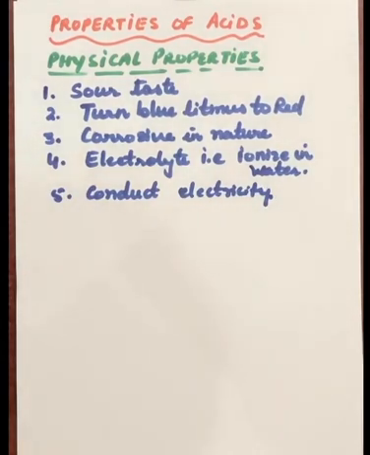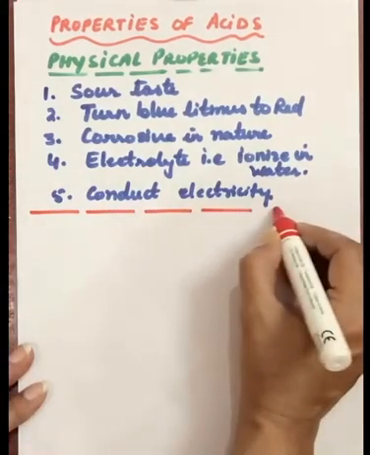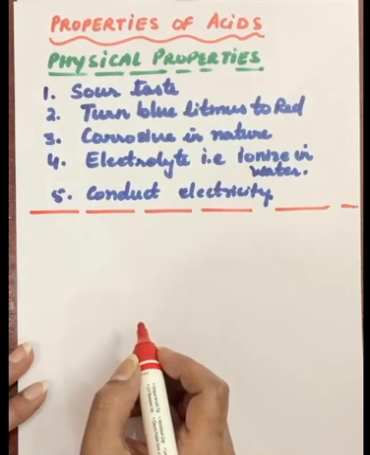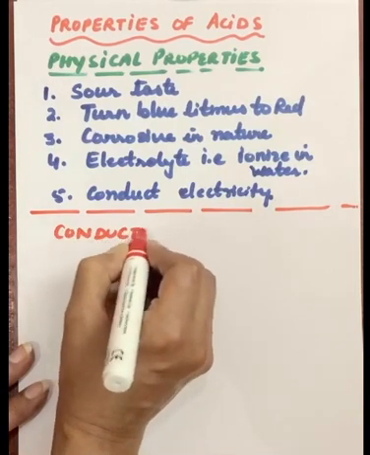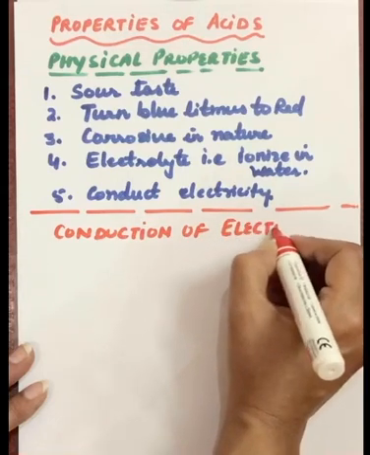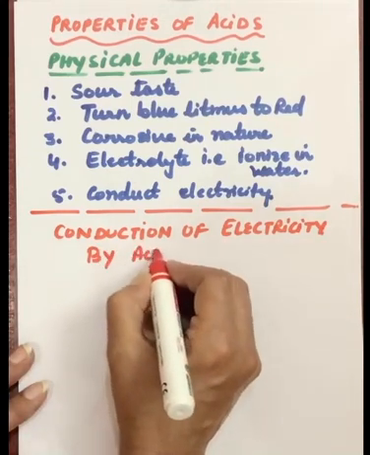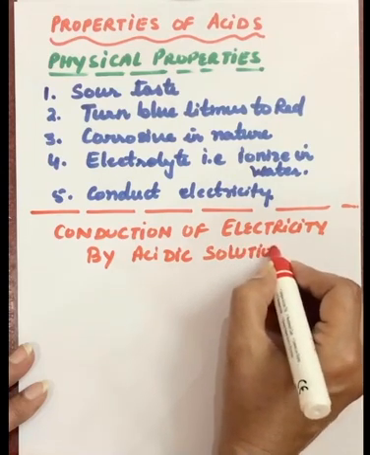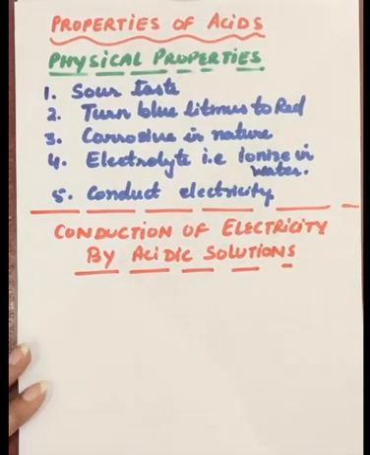Now we are doing first activity before taking up the chemical properties. This activity is about, do all substances which contain H in them, hydrogen in them, are these acids? So our activity is just to check conduction of electricity by acidic solutions. So if substance will be acid, then it will conduct electricity, and if it is not acidic in nature, it will not conduct electricity.